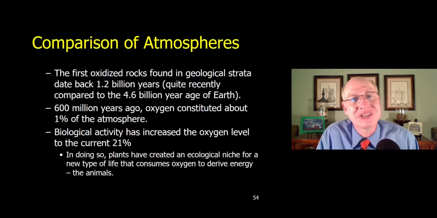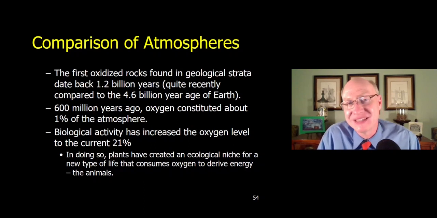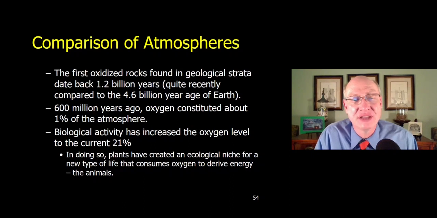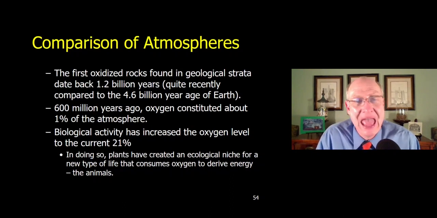Here on Earth, the first oxidized rocks were found in geologic strata that date back to about 1.2 billion years ago. So that's very recent compared to the 4.6 billion year age of the Earth. For most of the Earth's history, the Earth did not have a significant amount of oxygen in its atmosphere. About 600 million years ago, oxygen constituted about 1% of the atmosphere. And biological activity has increased that amount of oxygen to the 21% that we have today. And that is what makes animals possible.